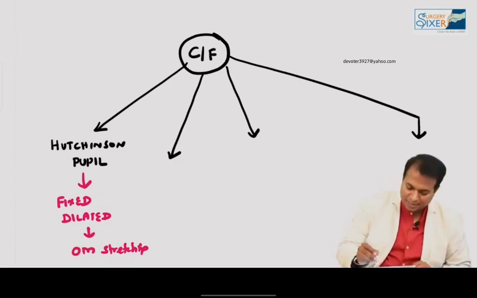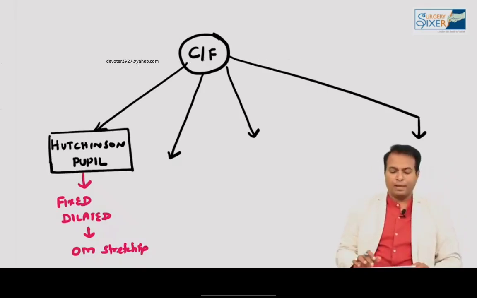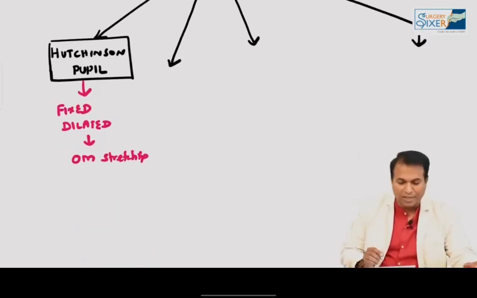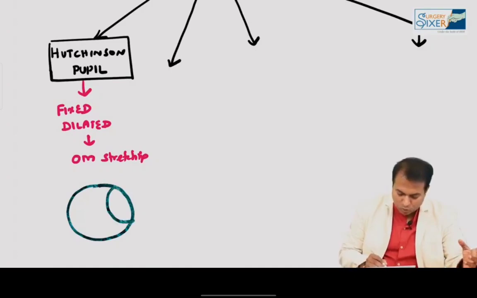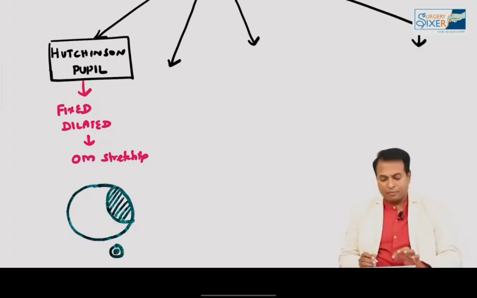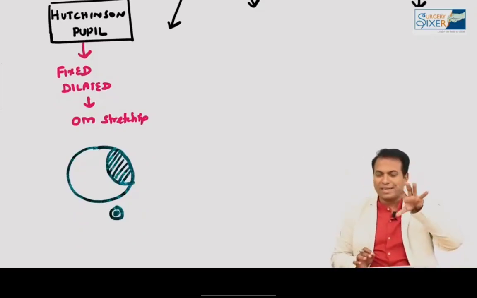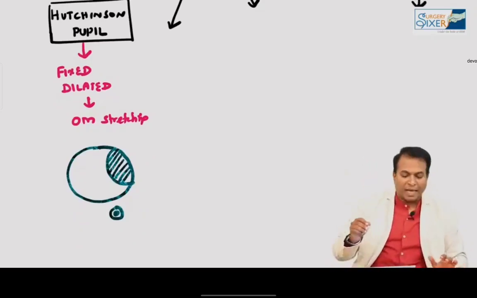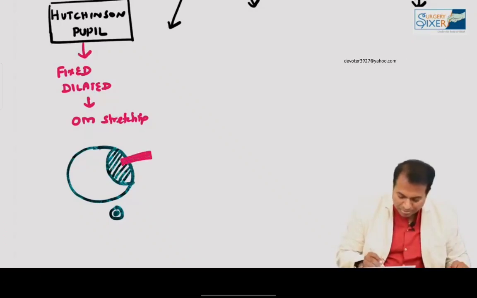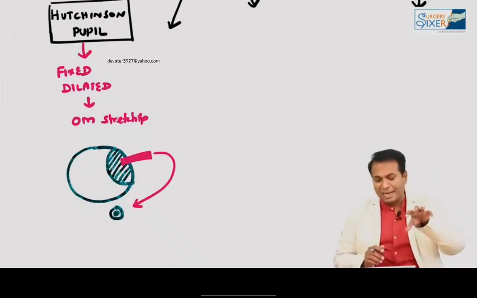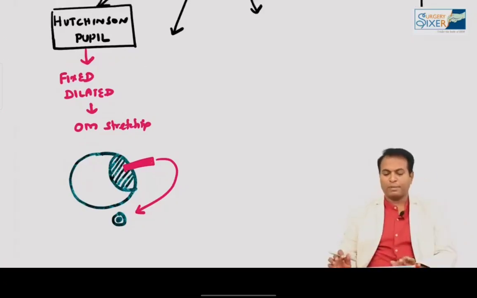I'll show you the images. Hutchinson pupil, number 1, fixed dilated pupil. This is helping us. For example, if your patient is coming to you with a fixed dilated pupil on one side, he's having a huge hematoma on this side and the pupil is dilated. If you are asked to put a burr hole without taking a CT scan, because it's a very emergency, there is an immediate need of a burr hole. That time we will put a burr hole on the side of the fixed dilated pupil. So this one point you should not forget.